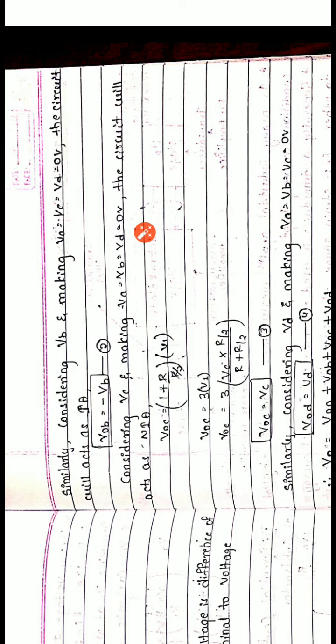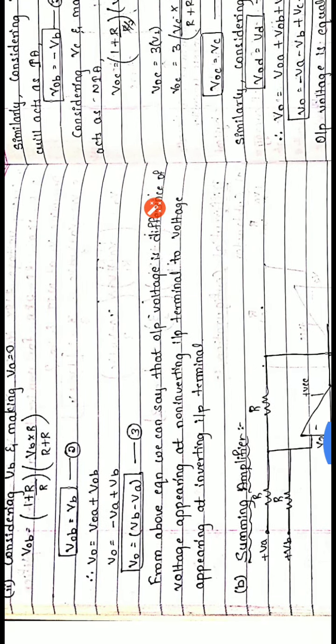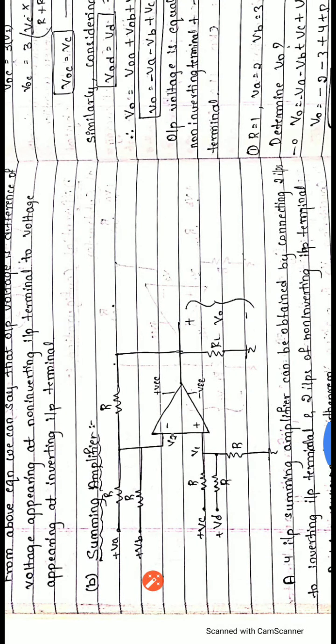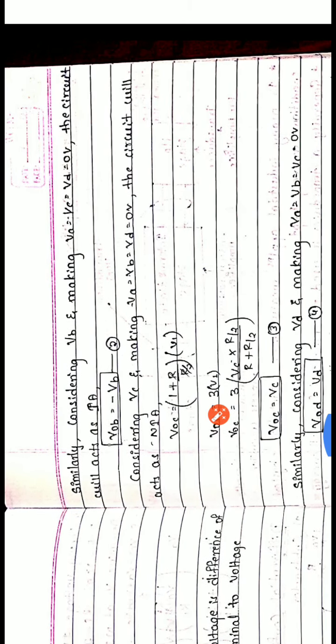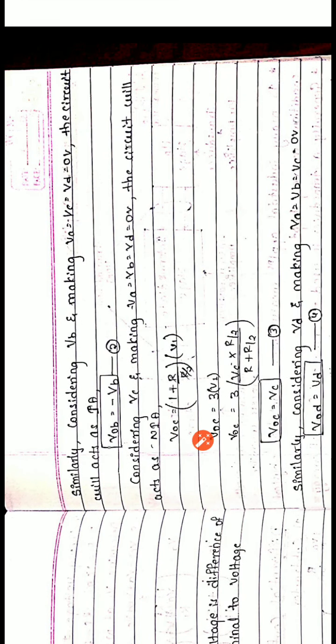Again considering VC and making VA, VB and VD 0. So now these two are grounded. This VC is considered as the input. Again it is grounded. So in this case it acts as a non-inverting configuration. And we already know that for the non-inverting configuration, the output voltage VOC is nothing but 1 plus R by R into V1. So if they get cancelled with each other, we will get VOC equals, okay.